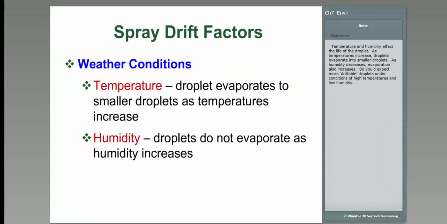Temperature and humidity affect the life of the droplet. As temperatures increase, droplets evaporate into smaller droplets. As humidity decreases, evaporation also increases. So you'd expect more driftable droplets under conditions of high temperatures and low humidity.